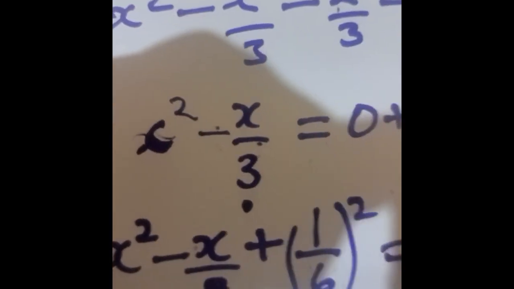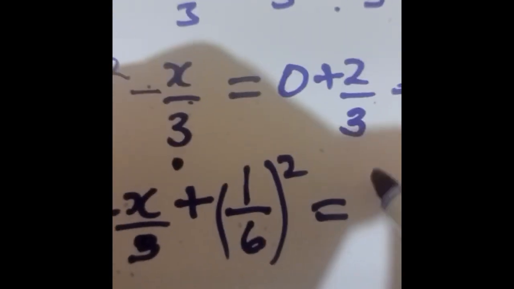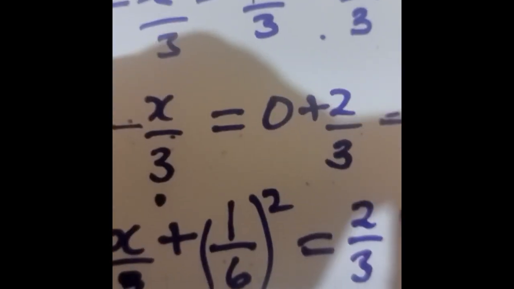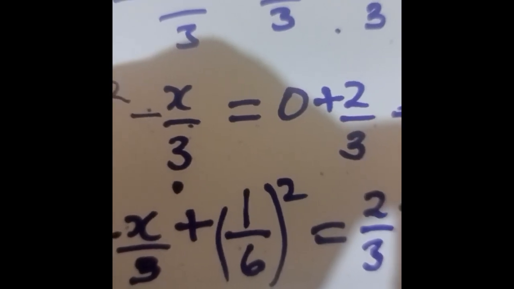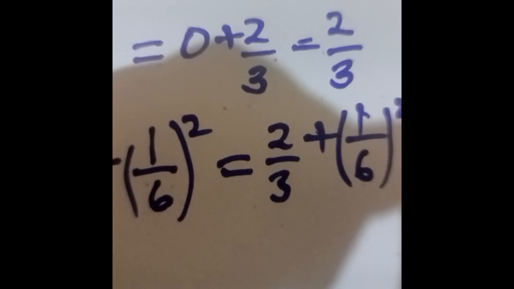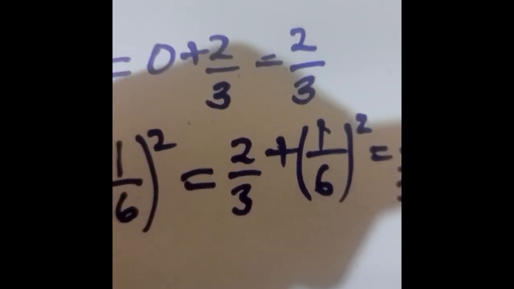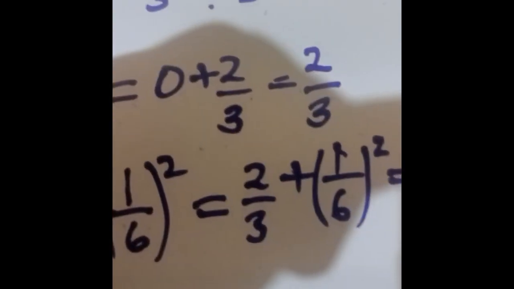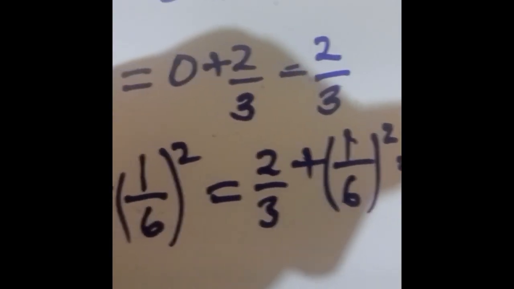Now whatever we do on the left hand side must also be done on the right hand side. So on the right hand side we add 1 over 6 squared as well, to the 2 over 3. What have we added on the left hand side? 1 over 6 squared. Which is now 2 over 3 plus 1 over 36.